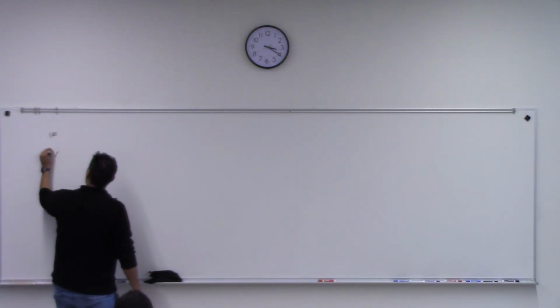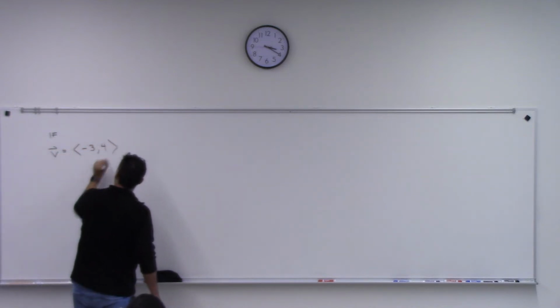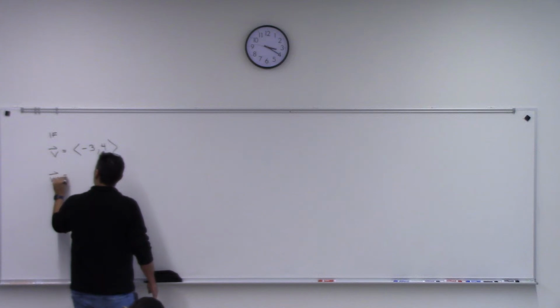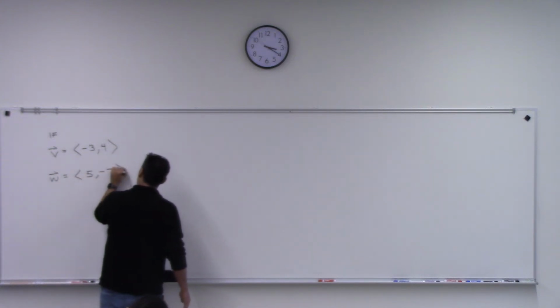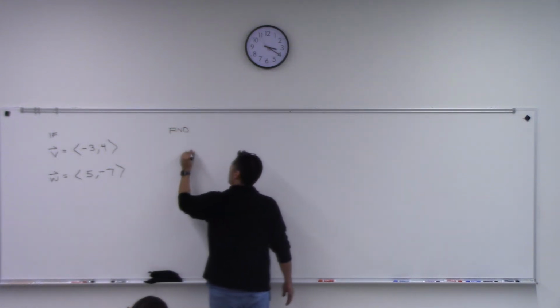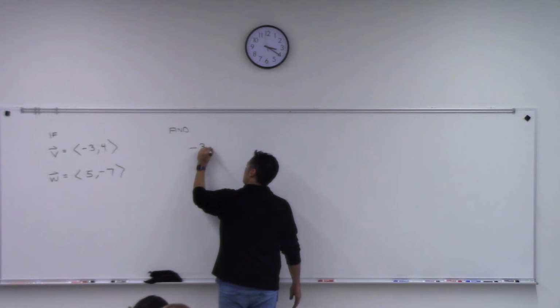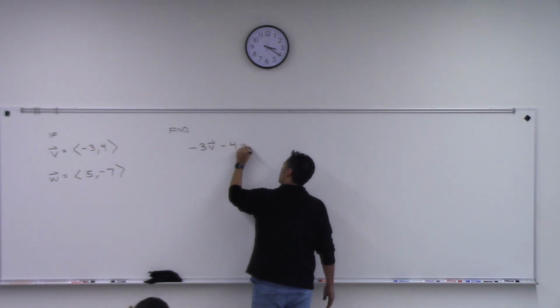If v is equal to the vector -3, 4, and w is the vector, let's say, 5, -7, I want us to find -3v minus 4w.